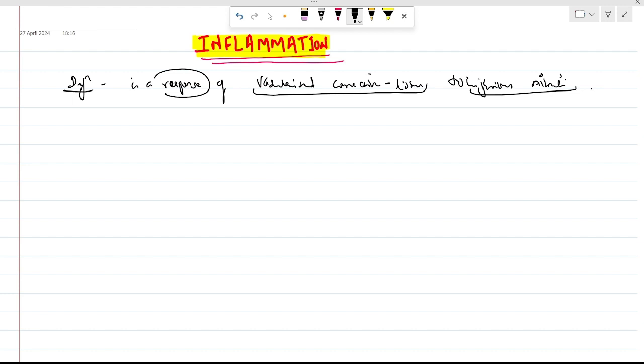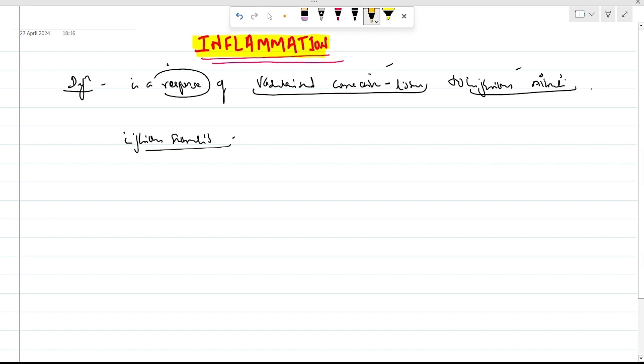There are three parts to this definition. There is a response. We are going to see the processes of inflammation. The vascularized connective tissue, we are going to see the parts and regions and what happens where. Then there is injurious stimuli. So let's start with the injurious stimuli. Okay, injurious stimuli. So what are these injurious stimuli?